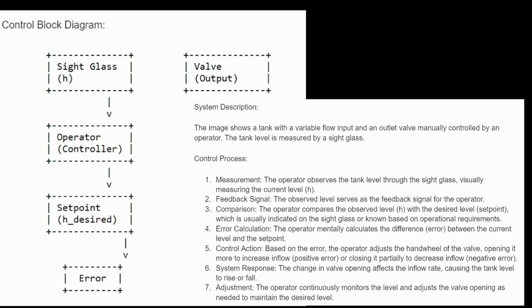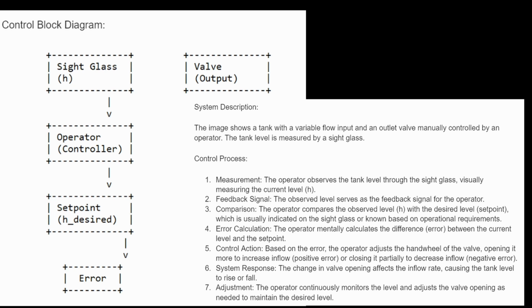The image shows a tank with a variable flow input and an outlet valve manually controlled by an operator. The tank level is measured by a sight glass. The control process. 1. Measurement. The operator observes the tank level through the sight glass, visually measuring the current level, H. 2. Feedback signal. The observed level serves as the feedback signal for the operator.